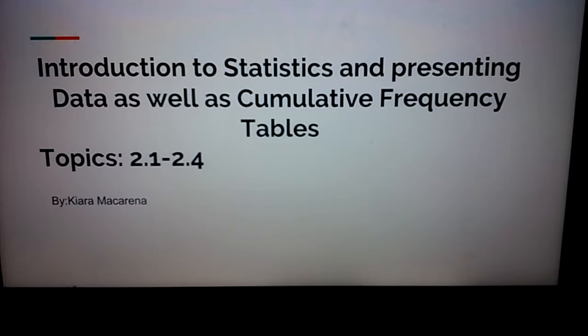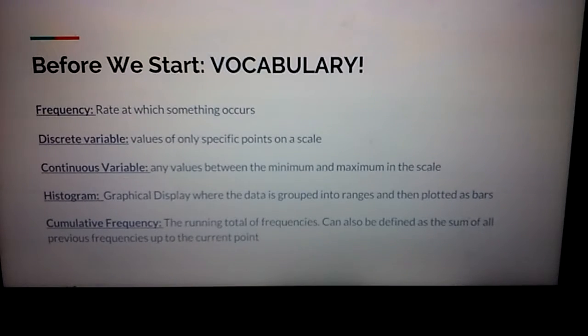Ana Macarena and from A1 Math Studies 2, and this is Introduction to Statistics and Presenting Data as well as Cumulative Frequency Tables. This is topics 2.1 to 2.4. Before we start, vocabulary of course.